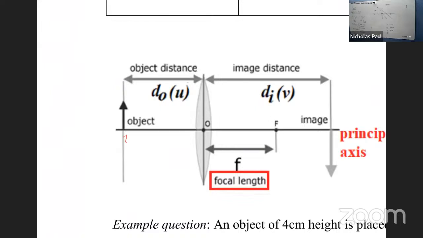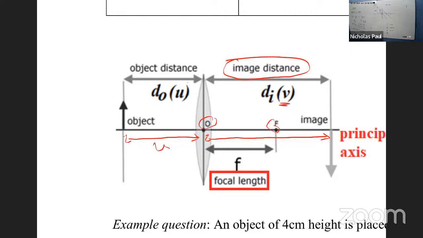The distance from here to here, we call that object distance, U. The distance from here to here, we call that the image distance. We call that V. Right? From O to F, that's the focal length. Right? And the lens maker formula is this: 1 on the focal length is equal to 1 on U plus 1 on V.